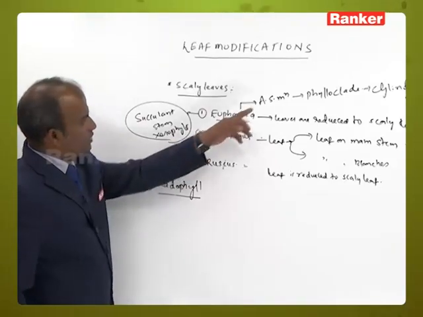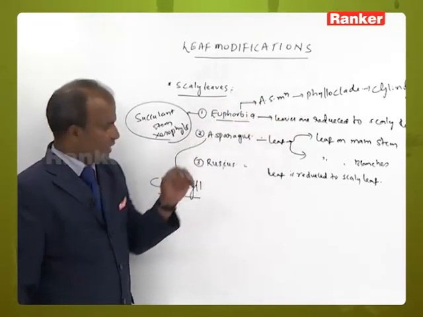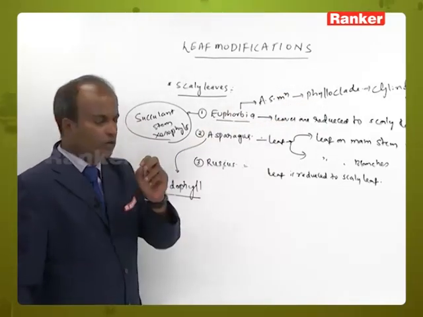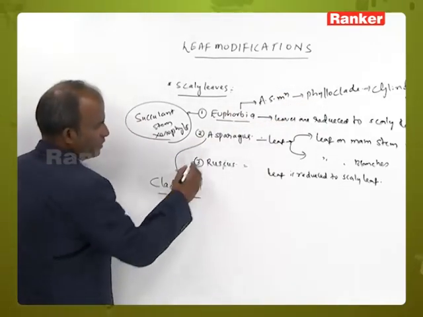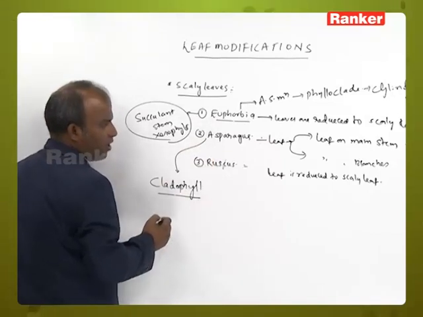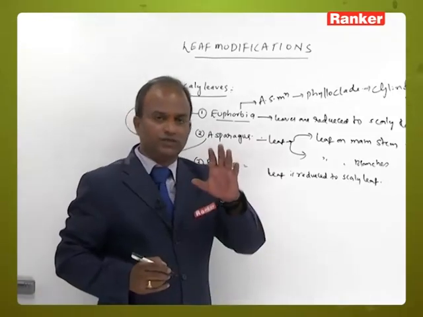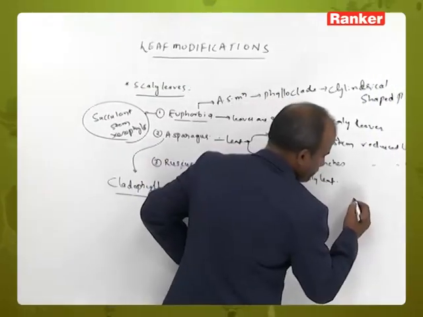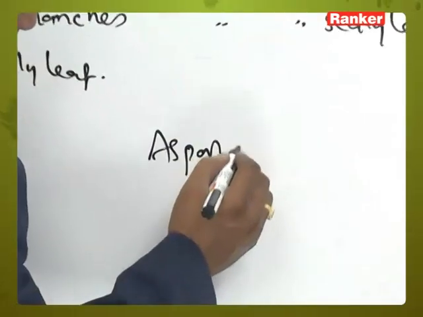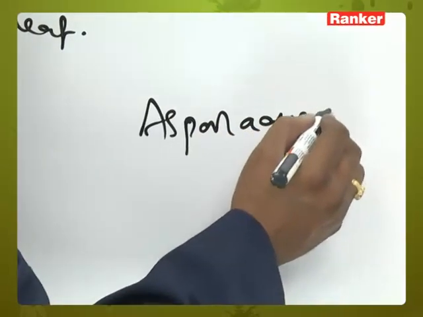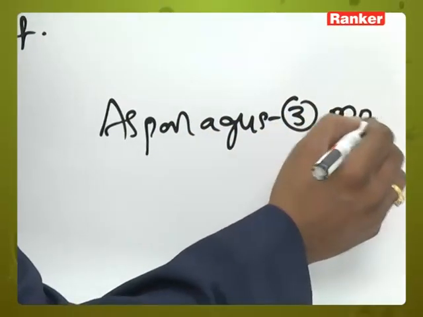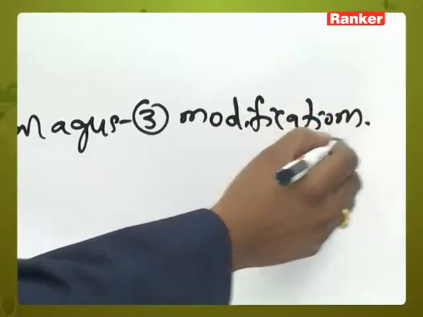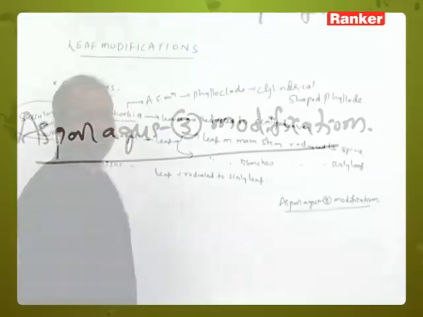Cladophyll is a variation of phylloclade. In this asparagus, how many types of modifications have we studied up to now? In asparagus, three modifications can be studied.